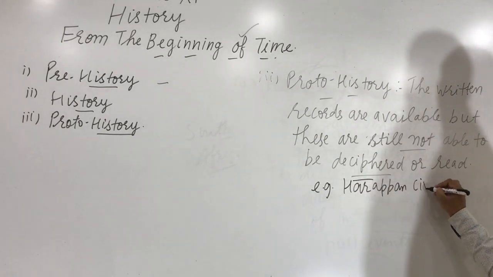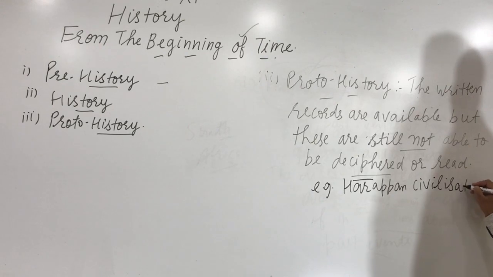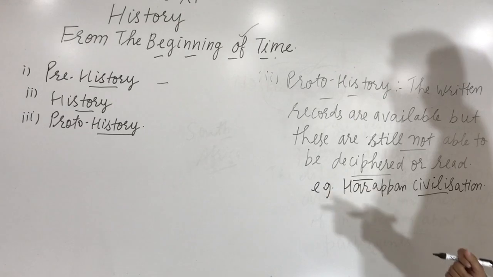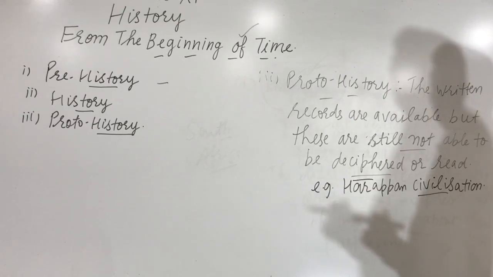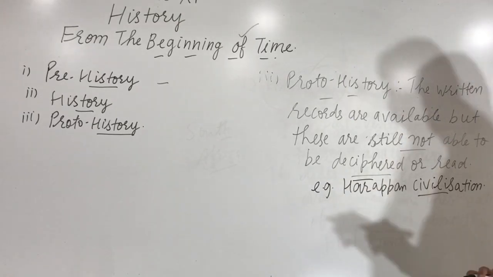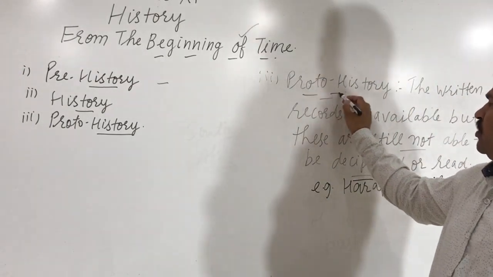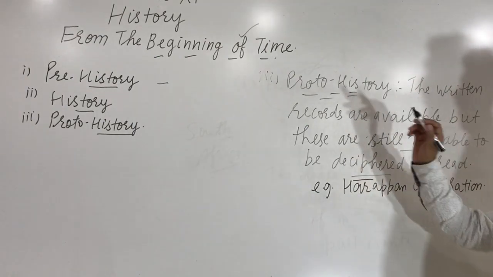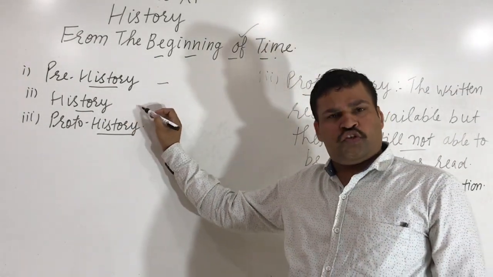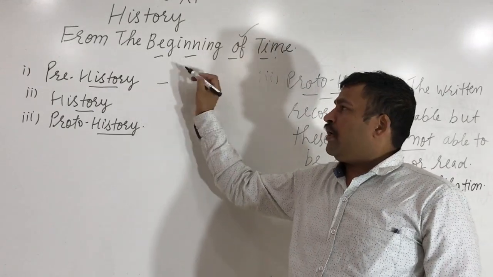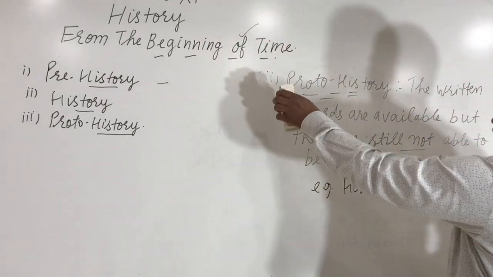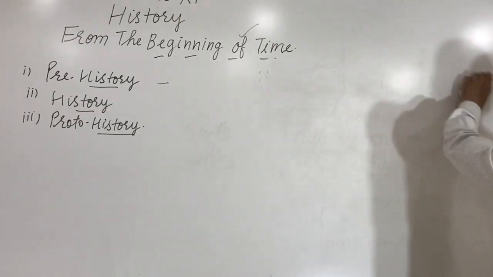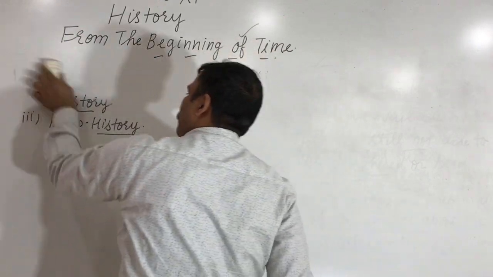In the Harappan civilization, the best civilization of India, there are still some scripts that we are not able to read or understand. So this is the proto history you will read in 12th class about the Harappan civilization. These three definitions are the most important part that will help you understand history and make things clear. Now we come to our topic, From the Beginning of Time.